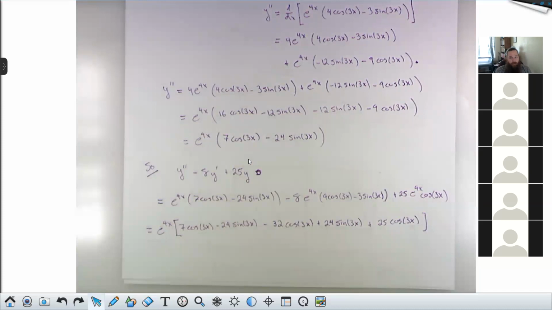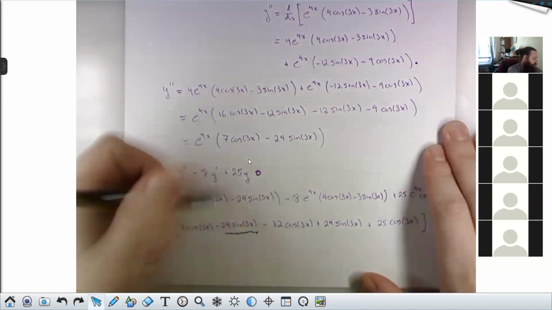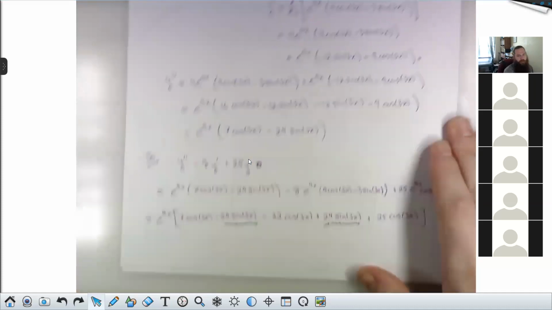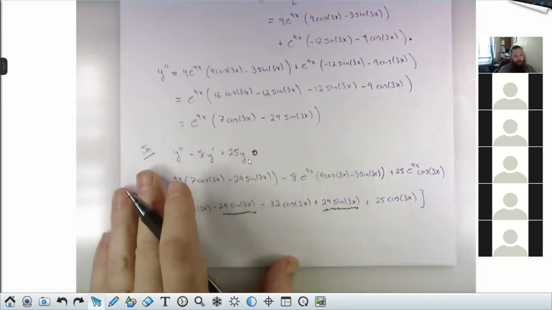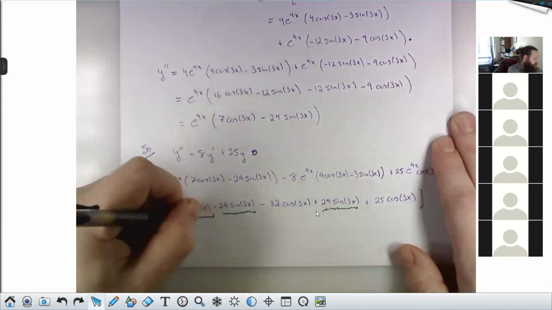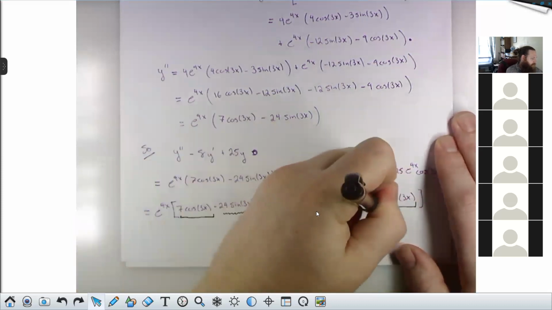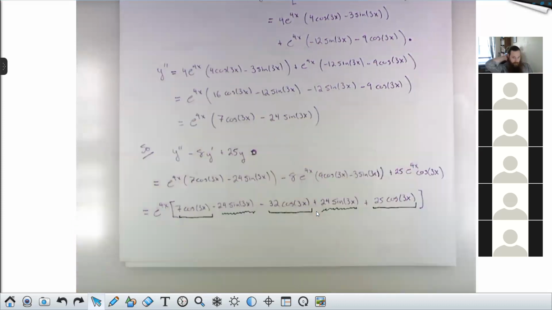And now we just want to verify that these actually add up to 0. You see the signs going, right? Those add up to 0. And then what about the remaining terms? Well, if I take 7 cos 3x and I subtract 32 cos 3x, I get negative 25 cos 3x. Combine these. You see that those all add up to 0 as well.